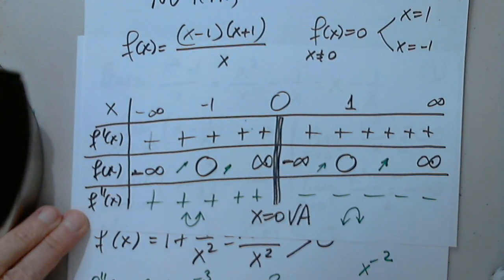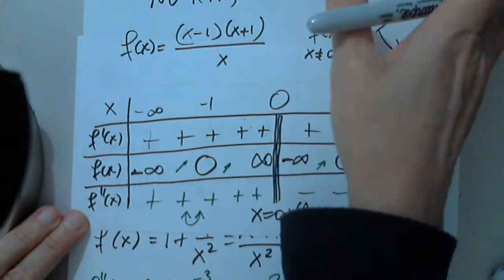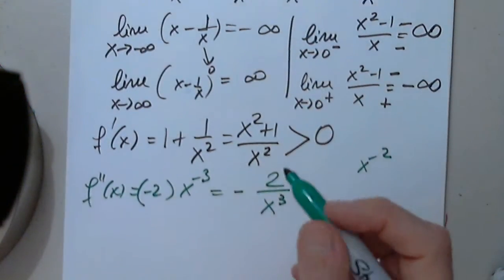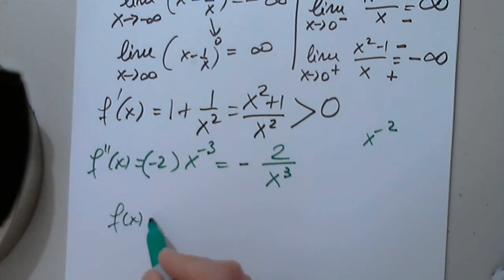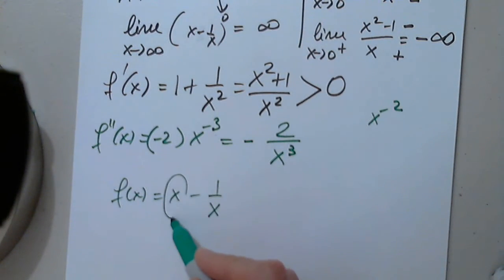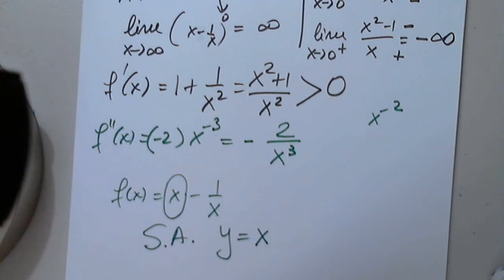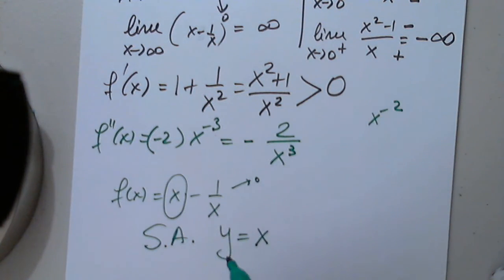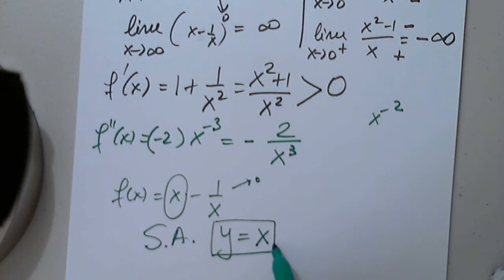Final step, the slant asymptote. I chose a simple example for you. The function is (x squared minus 1) over x. This is the slant asymptote: y equals x. At infinity, the remainder approaches 0. So this is the slant asymptote.